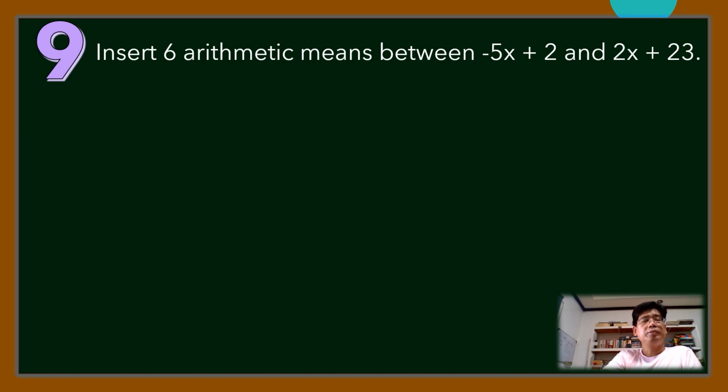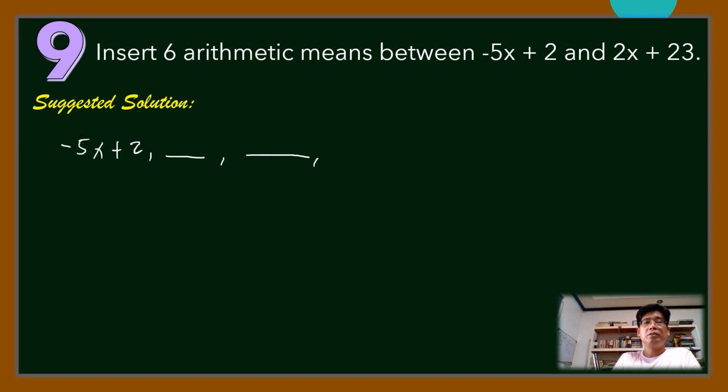Number 9. Insert 6 arithmetic means between negative 5x plus 2 and 2x plus 23. For our suggested solution, let us illustrate what the problem says. If we are to insert 6 arithmetic means between these given two terms, we have negative 5x plus 2. Then next to this are the 6 arithmetic means. And then 2x plus 23.